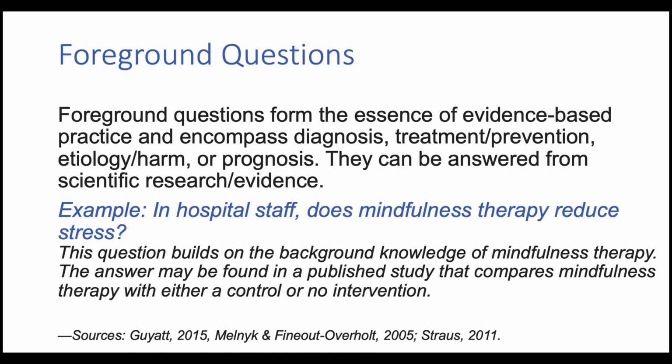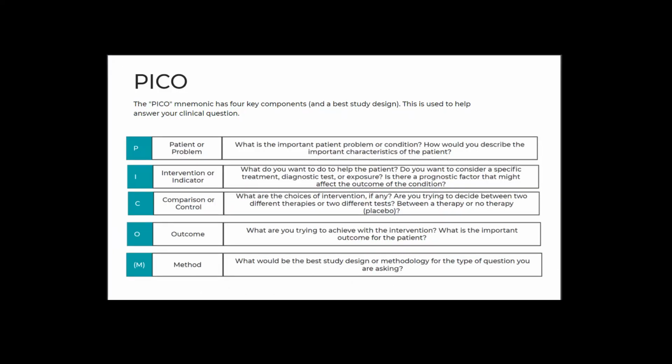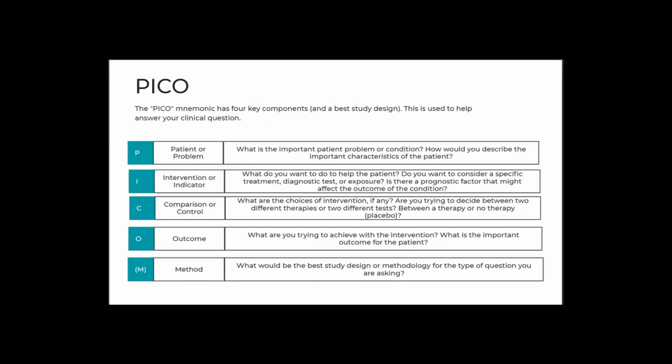Another sign that a clinical question is a foreground question is that you can use the PICO mnemonic to help you answer said question. So we'll get into that. Today we're actually looking at PICO M, and we'll talk more about the M later. It's just a variation on PICO where we look at the best study design for the type of question we're answering. But with the main PICO, patient or problem is P.